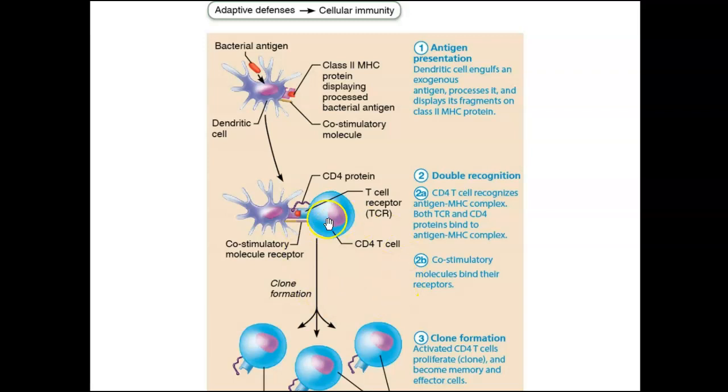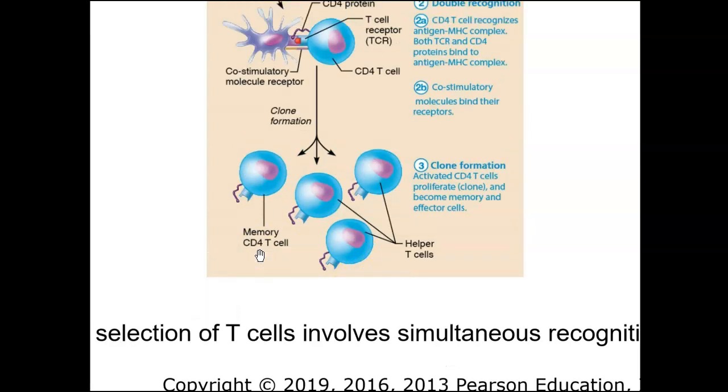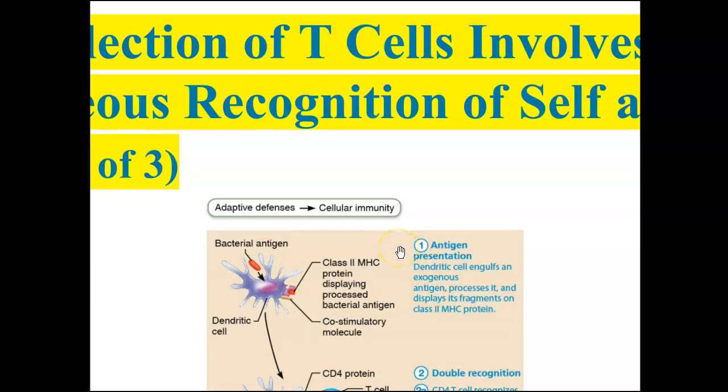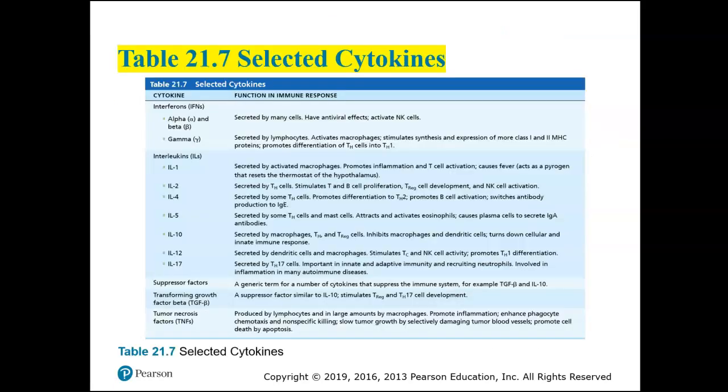Okay? So all of that together, the CD4 protein, the MHC, the antigen, and the co-stimulatory molecule bound to the T cell receptor, all of that is going to ensure that the T cells begin to divide and clone. And some are going to form more helper T cells, and some are going to form memory T cells in this case. All right, and so then the cytokines are released by T cells. They are the chemical messengers of the immune system. They include interferons and interleukins.